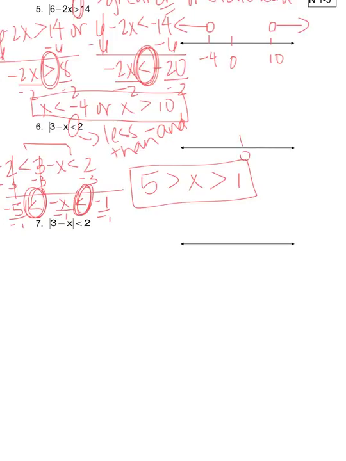So when we graph it, we'll have 0, 1, and 5. So it's greater than 1, so open and to the right, and less than 5, so open and to the left. Those should connect because it's an and statement.